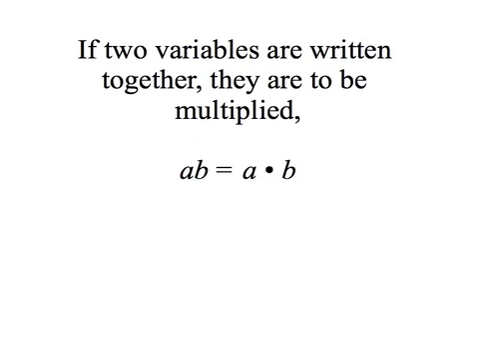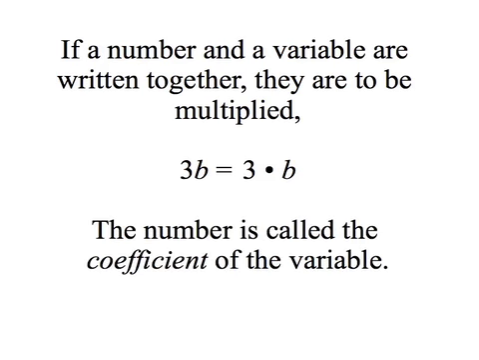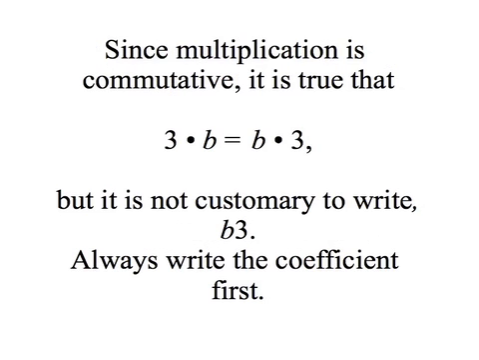If two variables are written together, they are to be multiplied. So here we have AB means A times B. If a number and a variable are written together, they are to be multiplied. So here we have 3B means 3 times B. The number is called the coefficient of the variable. So in this case, the coefficient is 3 and the variable is B. Since multiplication is commutative, it is true that 3 times B is equal to B times 3, but it is not customary to write B3. Always write the coefficient first.